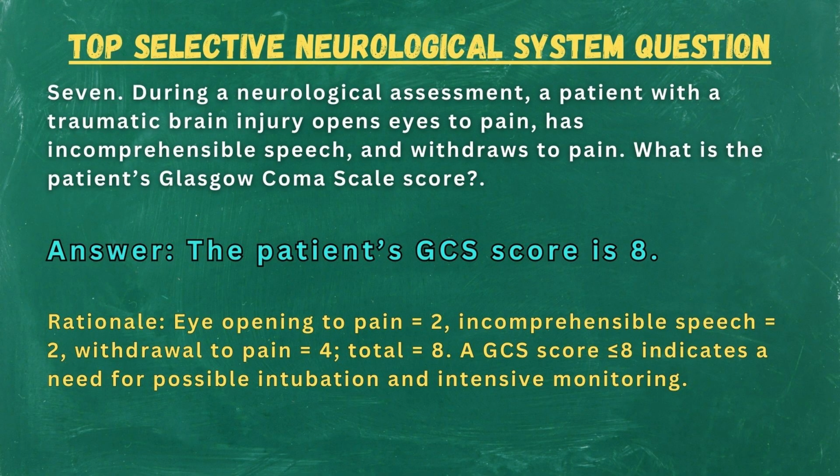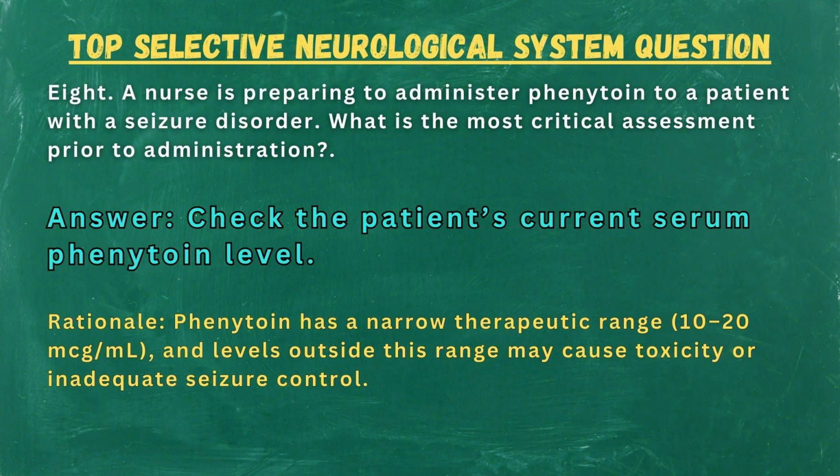7. During a neurological assessment, a patient with a traumatic brain injury opens eyes to pain, has incomprehensible speech, and withdraws to pain. What is the patient's Glasgow Coma Scale score? Answer: The patient's GCS score is 8. Rationale: Eye opening to pain equals 2, incomprehensible speech equals 2. Withdrawal to pain equals 4. Total equals 8. A GCS score less than or equal to 8 indicates a need for possible intubation and intensive monitoring.